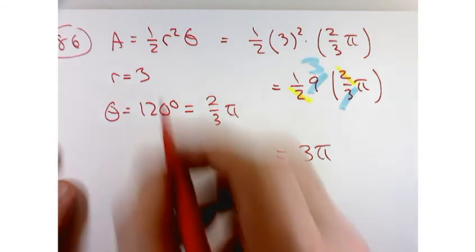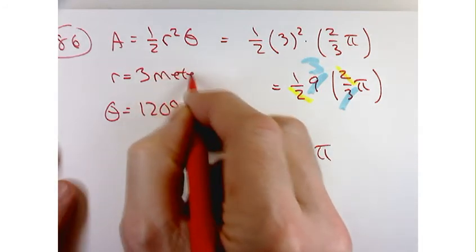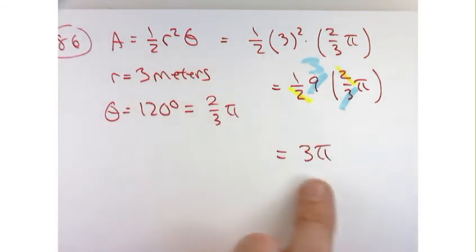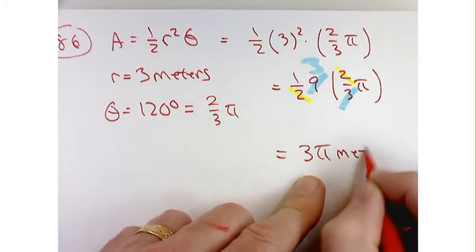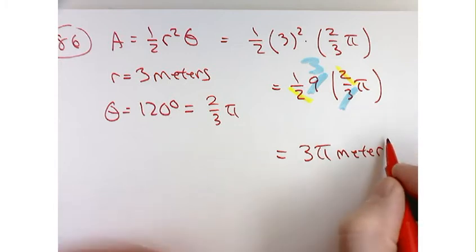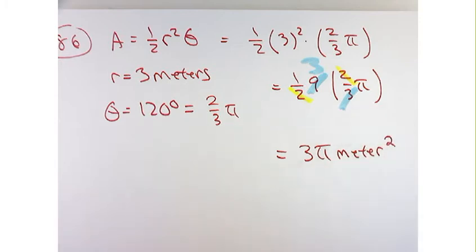And we've got to be kind of careful here. I think the units here were meters, right? What units is area going to be expressed in? Not just meters. There you go. Square meters, meters squared. Yep. Perfect.